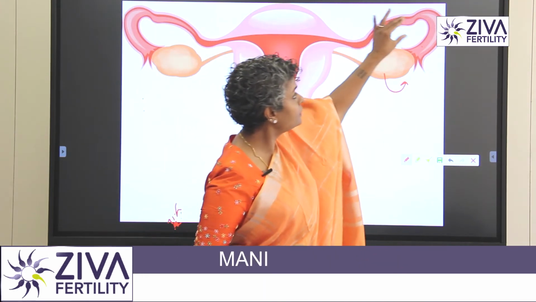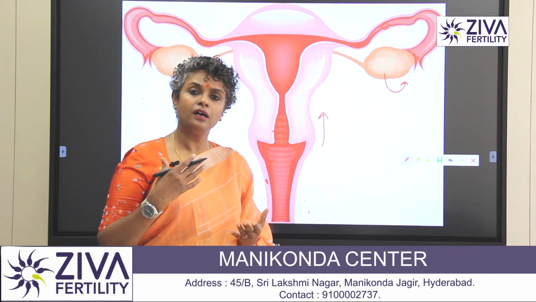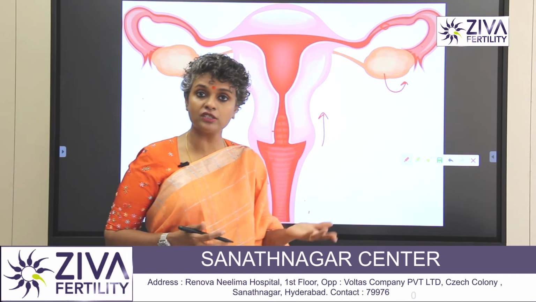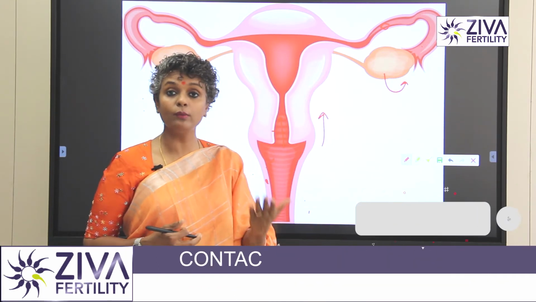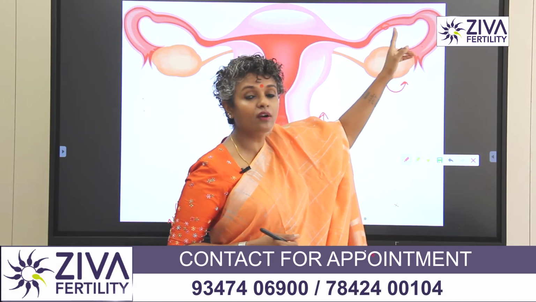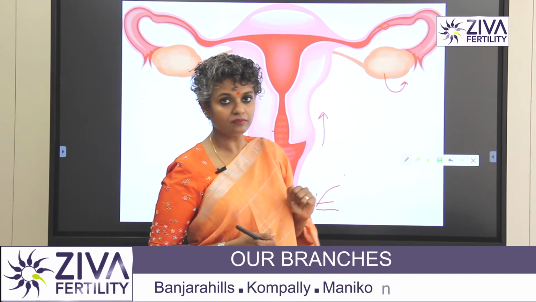If there is a problem in the tubes, if there is an infection, if there is scarring, if there is some kind of a blockage inside from previous surgeries or infections like tuberculosis, etc., or severe stage endometriosis, then the egg, even if it is picked up, cannot be fertilized by the sperms because it is blocked.